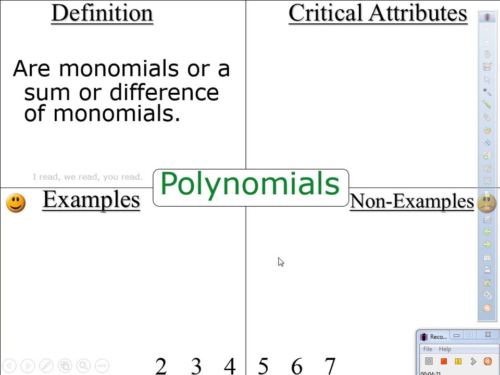Okay, examples. 2 is a monomial. It's also known as a polynomial. X squared, also known as a polynomial. Negative 3x to the fourth plus 2 is a polynomial. And x squared minus 3x plus 2 is also a polynomial. Copy those.